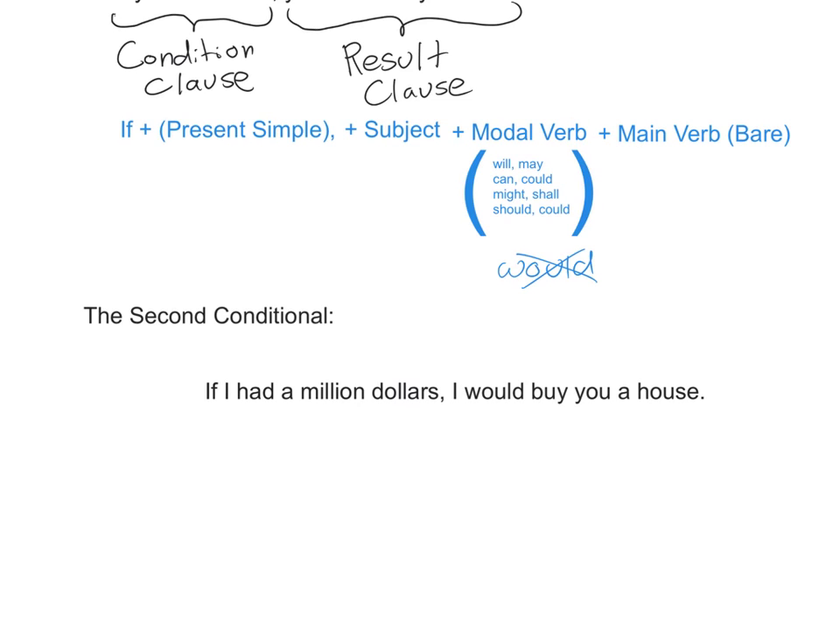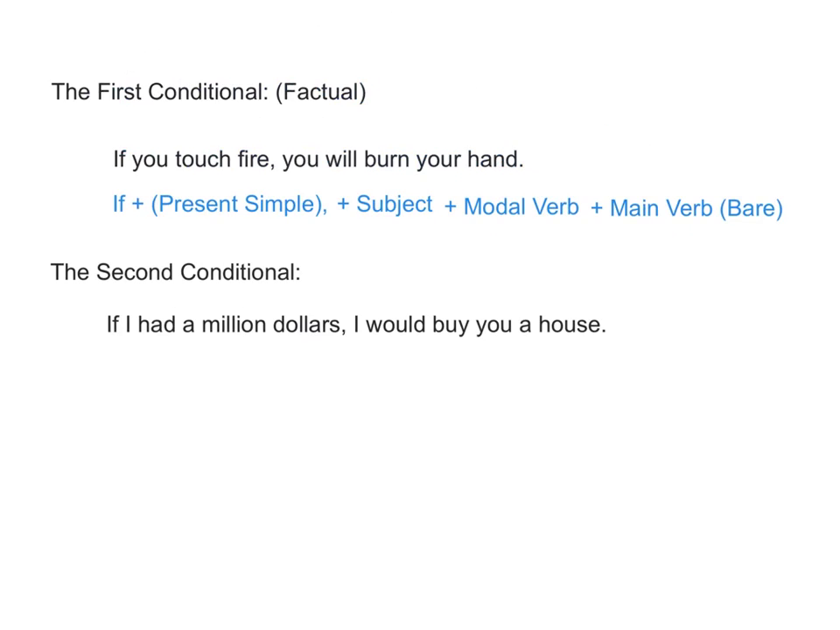Now let me clean this up so we can compare the two more closely. Okay, let's think about this second sentence. The first sentence, if you touch fire, you will burn your hand, is a factual statement of truth. If this, then definitely this. But the second statement is not as true. For one thing, I don't have $1,000,000, unfortunately. But it might become true. Maybe I could win the lottery.